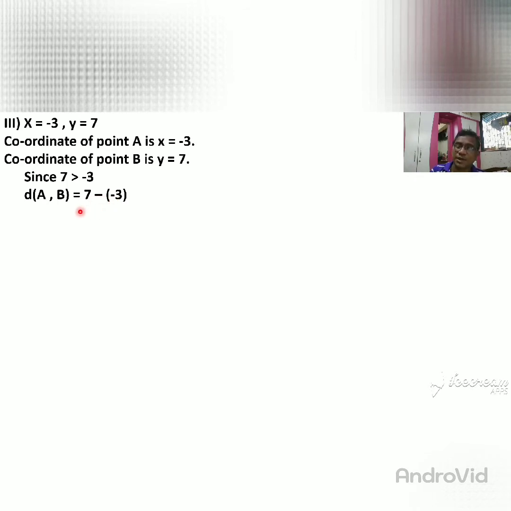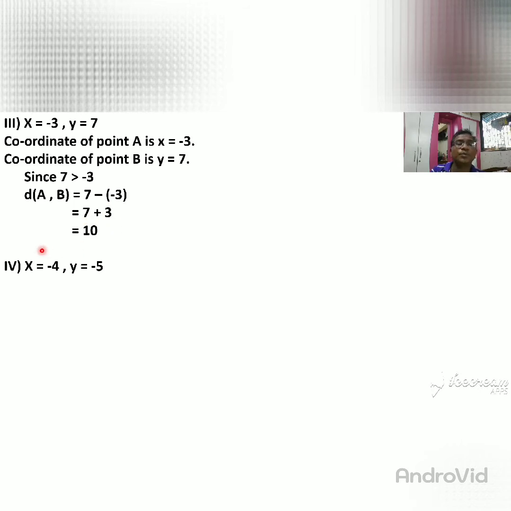So what do you get? 7 plus 3. Why does this minus 3 become plus 3? Do you understand? Because out of the bracket there is the minus sign. So this minus 3 becomes plus 3. So 7 plus 3, what do you get? 10. So 7 plus 3 is equal to 10. So distance A comma B is equal to 10. Any doubts?